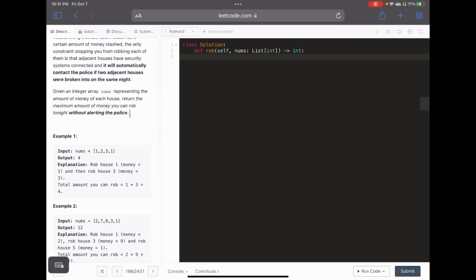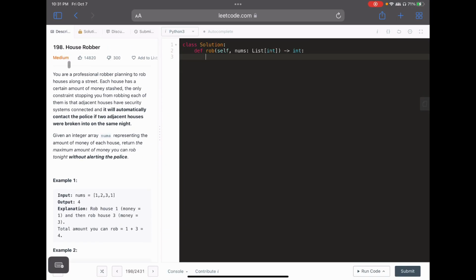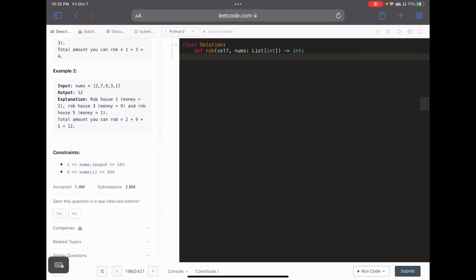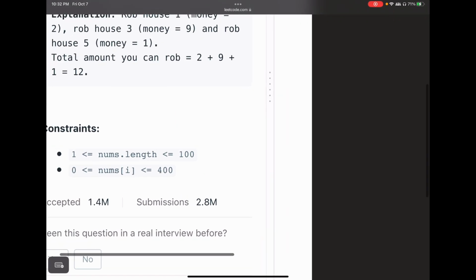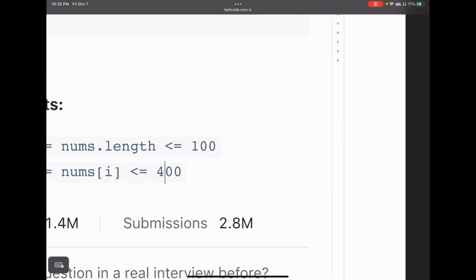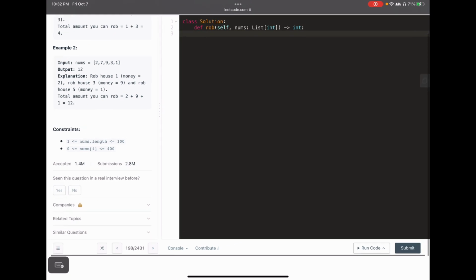Okay, so here we are. We're on LeetCode question 198, House Robber, and we've already determined that the way that we're going to do this is we're going to have to solve for a few base cases. Now, it gives us a couple of constraints here, and it says that the length of this array is going to be between 1 and 100. So we don't have to solve for a length of 0. And it also says that the numbers within the array are going to be positive up to and including the 400 right here. So this is good stuff.